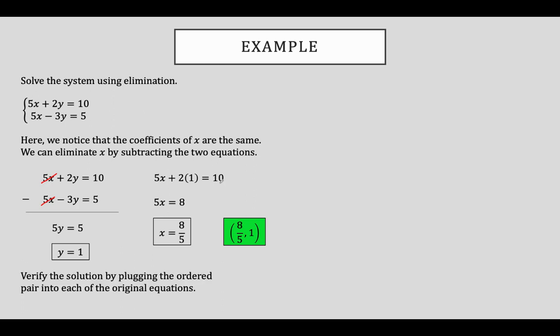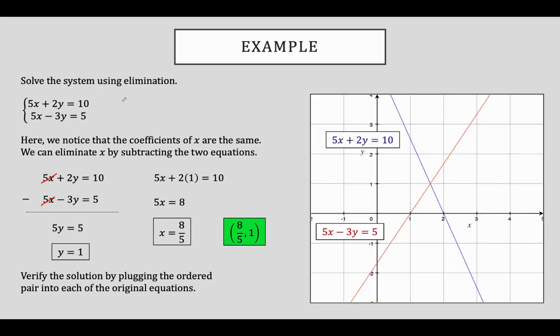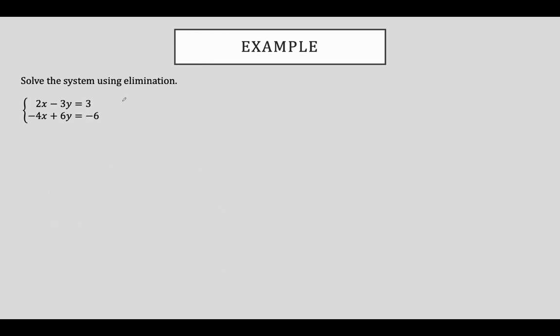We can check our solution by plugging in those values for x and y into both of these original equations, and it will make both of them true. Graphically, this is also the intersection point of our two lines, 8/5, 1. Let's try a couple more here. All right, solve the system using elimination. 2x minus 3y is equal to 3, and negative 4x plus 6y is equal to negative 6.